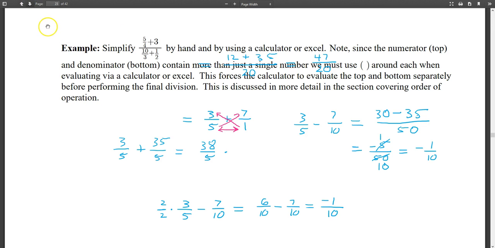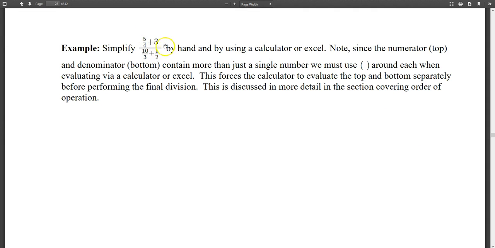Let's take a look at this one. Let's simplify 5 over 4 plus 3 divided by 10 over 3 plus a half. So let's do this by hand and using a calculator as well. So, by hand, now if you want to try this one on your own, you can pause the video here. Now you can either use cross multiplication or finding a common denominator, whichever one you prefer. I'm going to do cross multiplication.